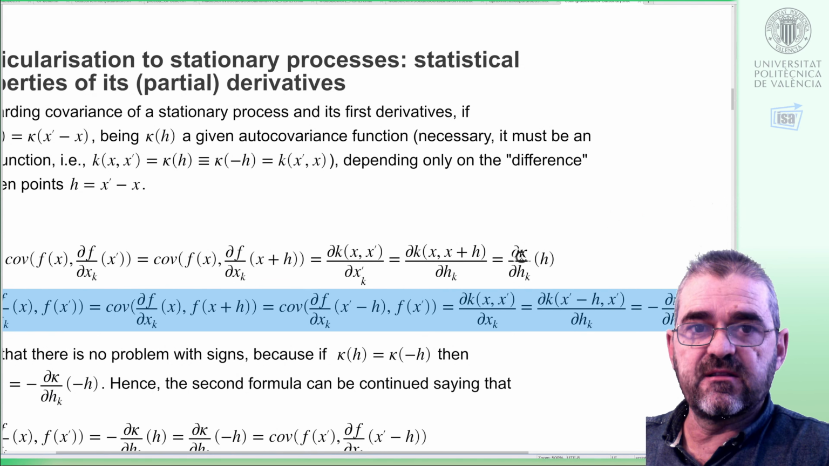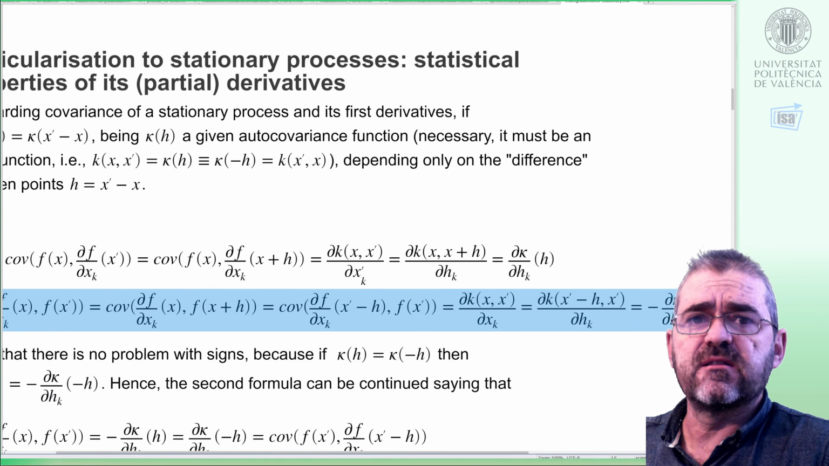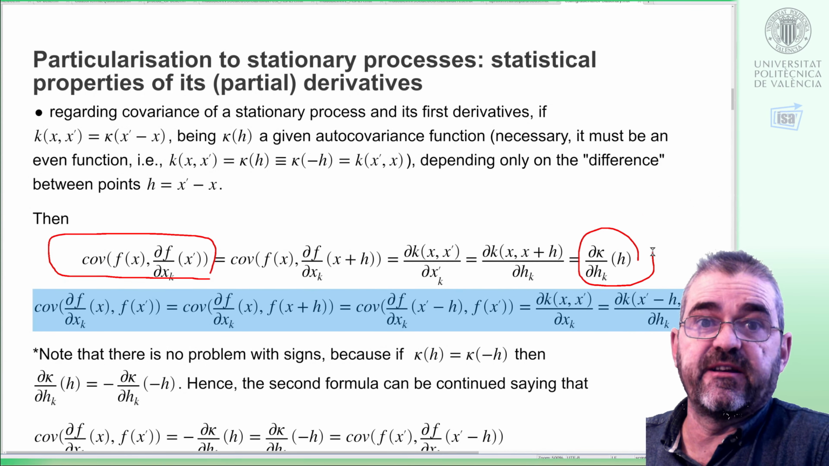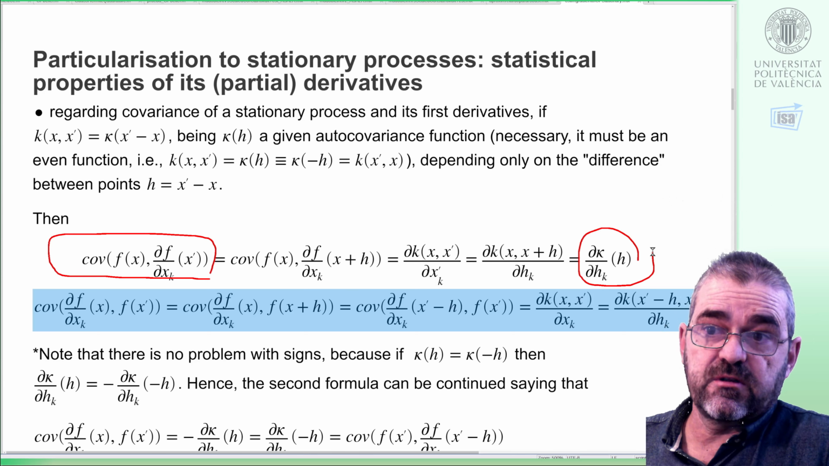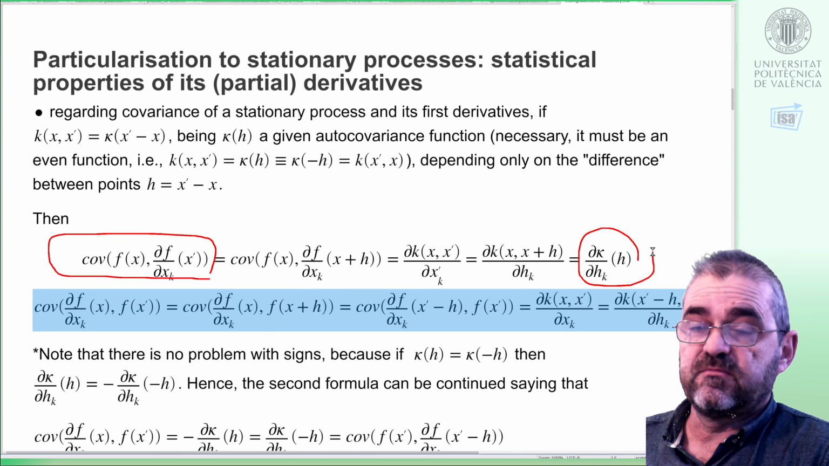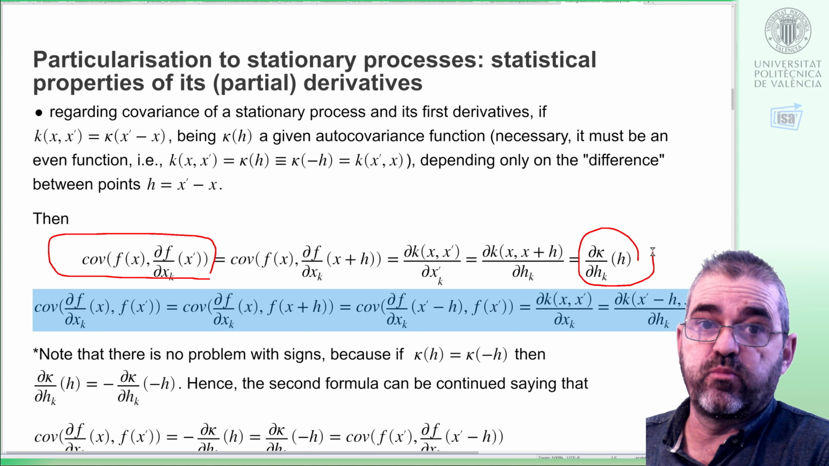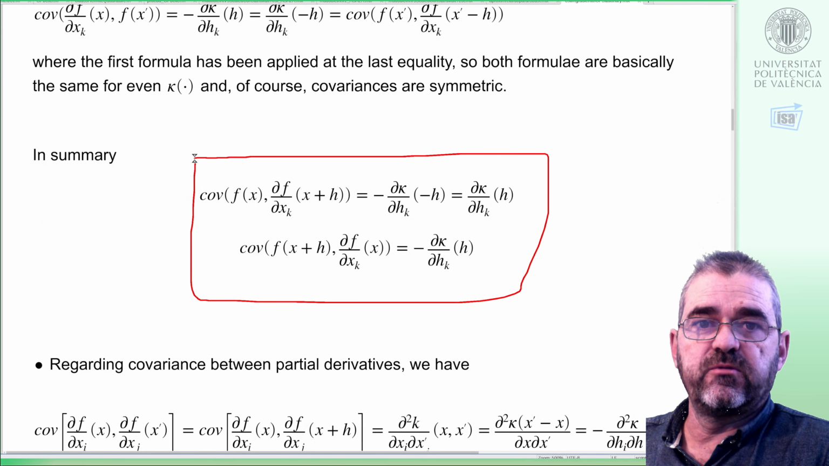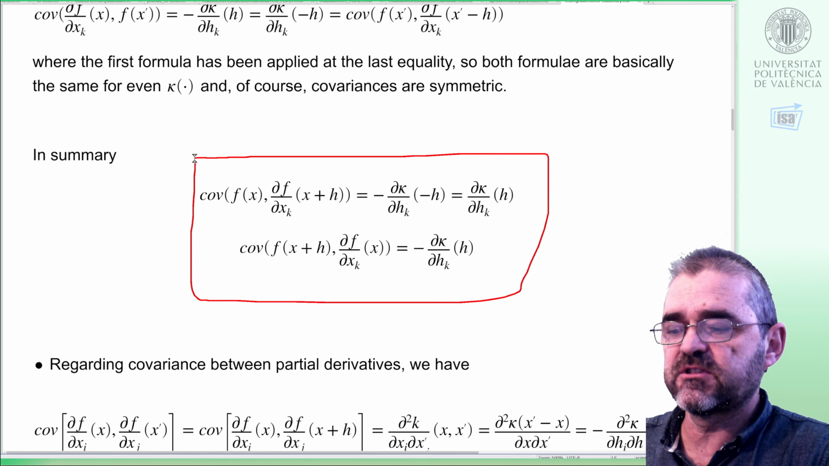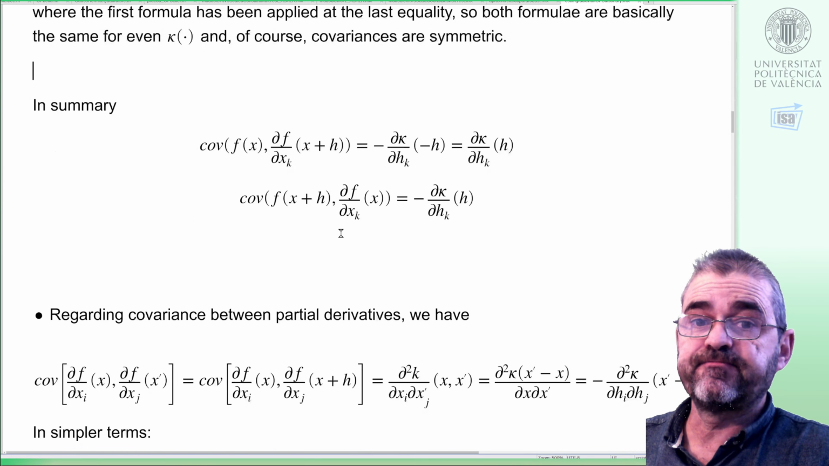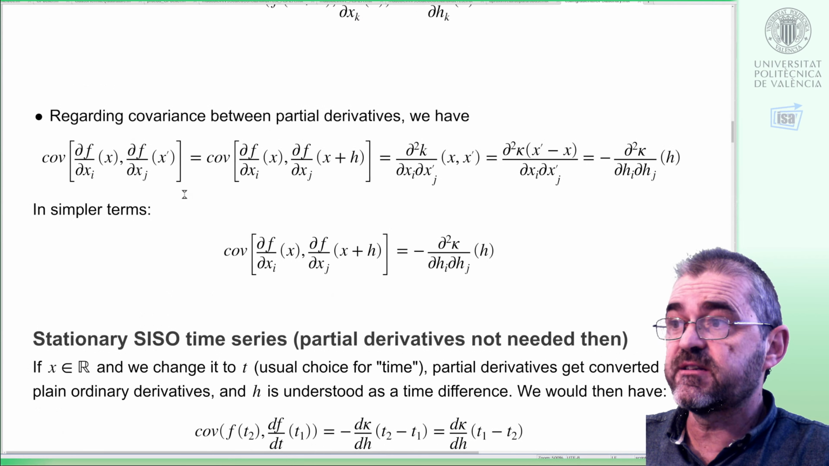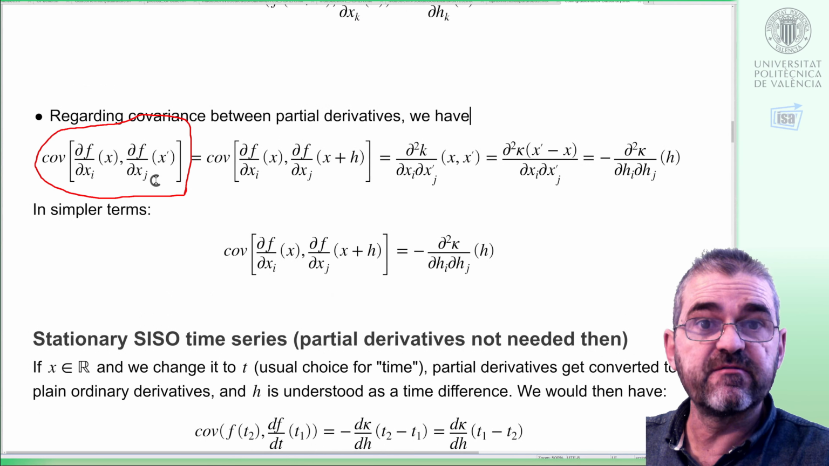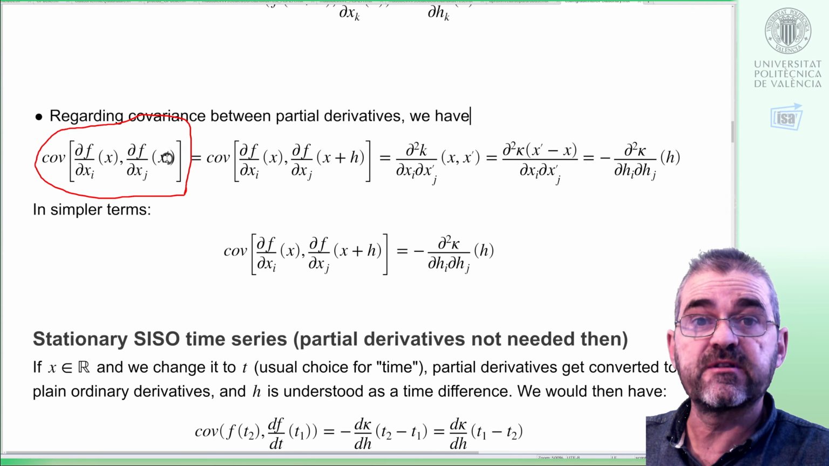You can evaluate the gradient at minus h or evaluate the gradient at h and change sign, and it's just the same because of the symmetry of the covariances. Good, so we have the expression for the covariance between position and velocity, let's say. So we end up with this to use in later numerical examples. And let us now discuss the covariance between derivatives with respect to different coordinates, if multivariable, and the different points.